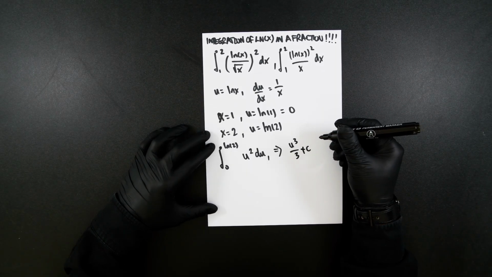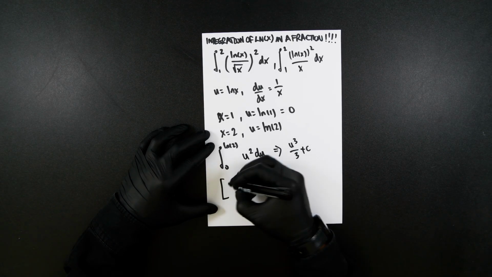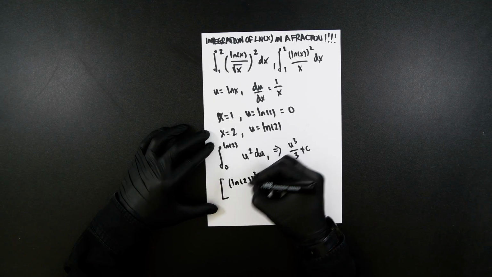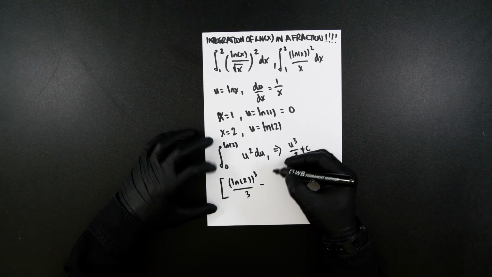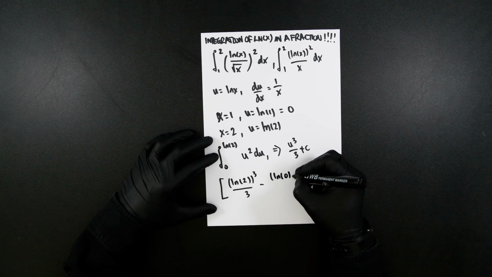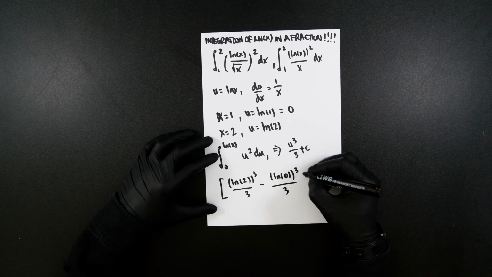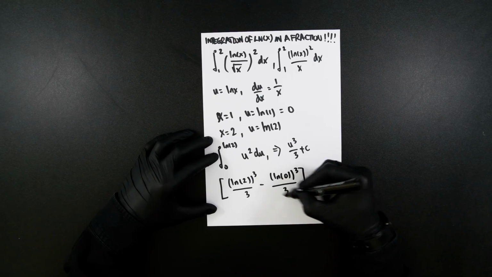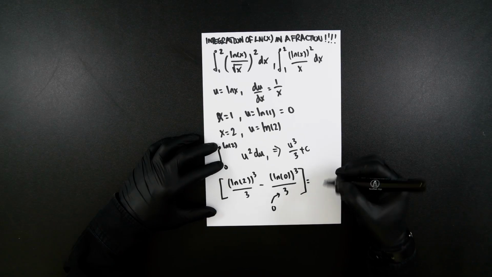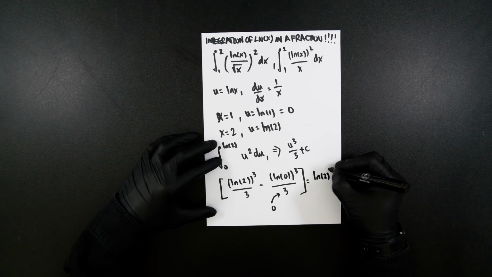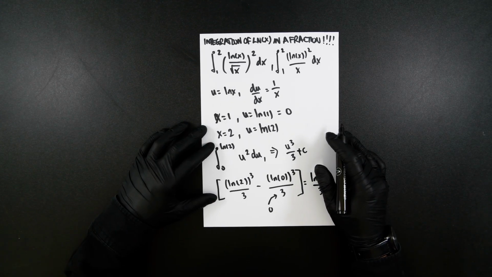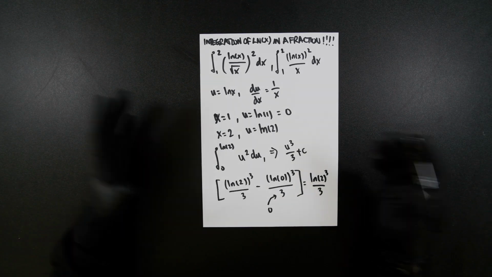And now finally we plug in our parameters. So you're going to have (ln 2) all cubed over 3 minus, that's the top parameter minus the bottom one, (ln 0)... all cubed over 3. So this here goes to 0. So therefore, our complete answer is (ln 2) cubed over 3. So you've integrated it, subbed it, done all the fun stuff, yada, yada, yada. You can integrate.